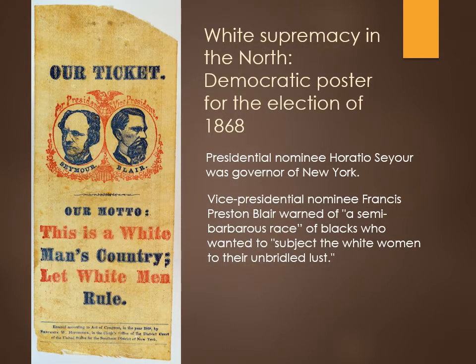Now, after the war, in case you believe that racism was confined to the South, take a look at this poster for the Democratic ticket for president and vice president in 1868. The presidential nominee, Horatio Seymour, was governor of New York, and their slogan was, look at this, "Our motto: this is a white man's country, let white men rule." This is one of our major political parties openly espousing white supremacy.